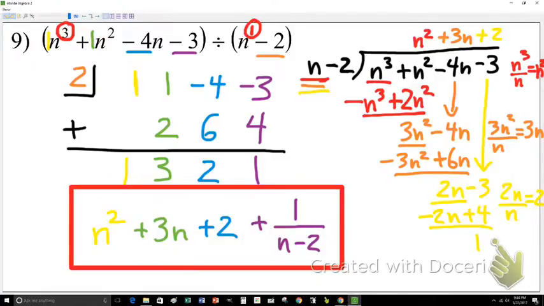And now I'm going to go ahead and write out my answer here. So I have n squared plus 3n, and then plus 2, and the remainder is 1, so it's plus 1 over my divisor of n minus 2. Is that the same thing that we got before? It sure is. So we know we've done everything correct.